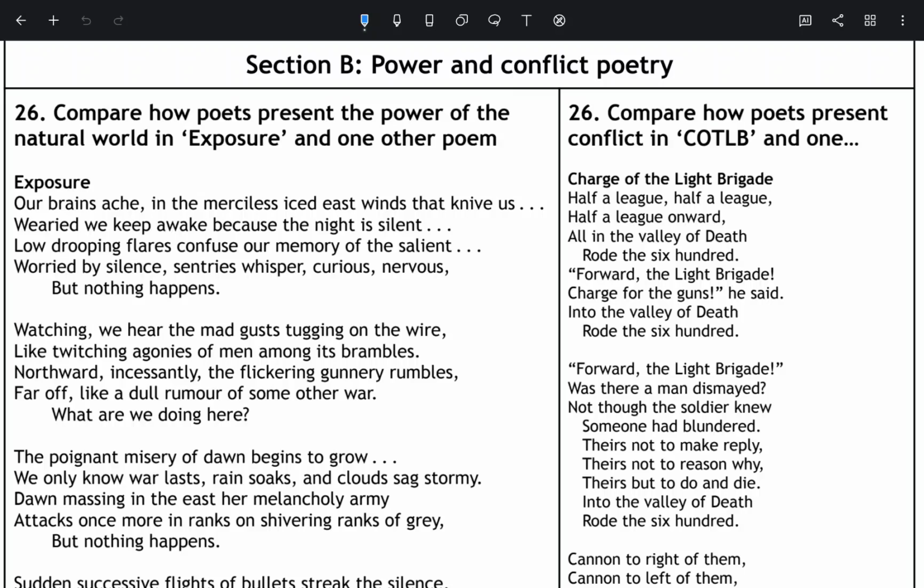So don't just rely on one poem or two poems to come up, etc. And that also includes Tissue. So yes, I know some of you dislike Tissue, but Tissue is something you still need to revise.